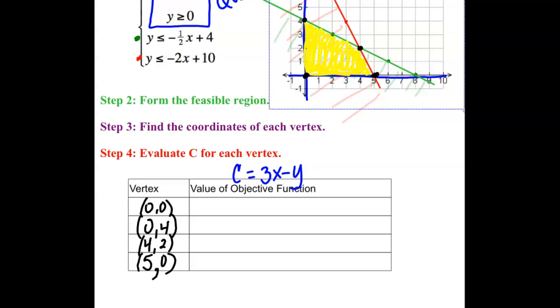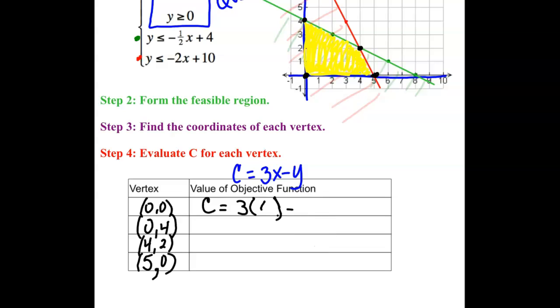Now, in these two examples, we've had 4 vertices for both. You won't always have that situation. You could have more or less. Just depends on the shape of your feasible region. All right, let's evaluate our objective function. We want 3 times x minus y.